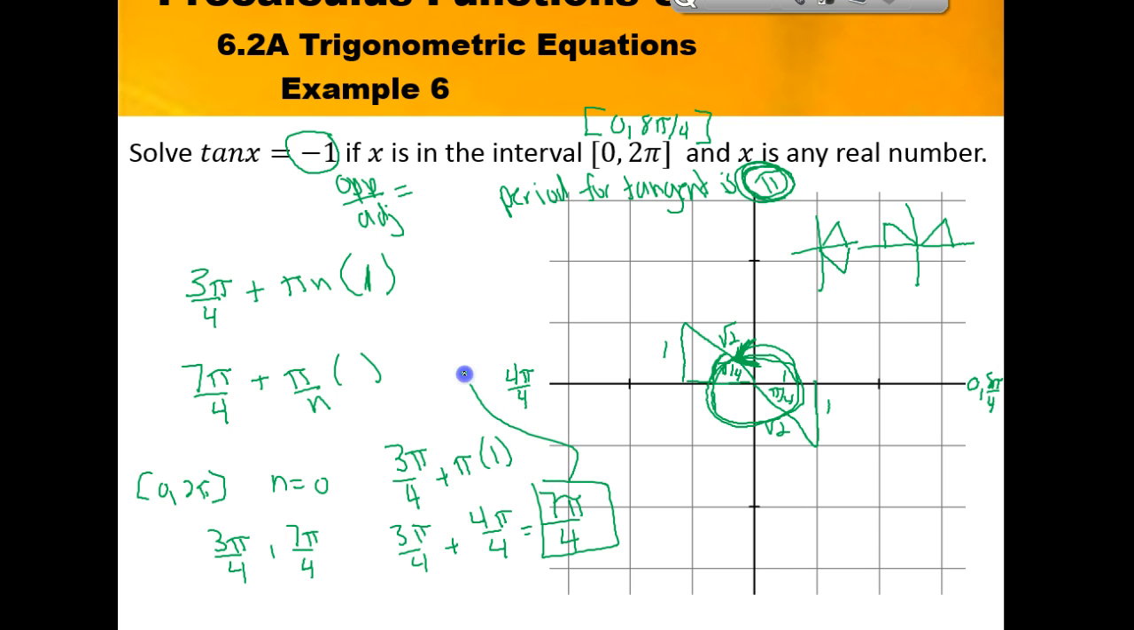And do you see that 7 pi over 4 was our second solution anyway? So that means we don't need this second solution. So I get to cross this solution out. Okay, so over the reals, the solution would just be 3 pi over 4 plus pi n. And that will get every single one. So I don't need 2 solutions for this one, I just need 1.